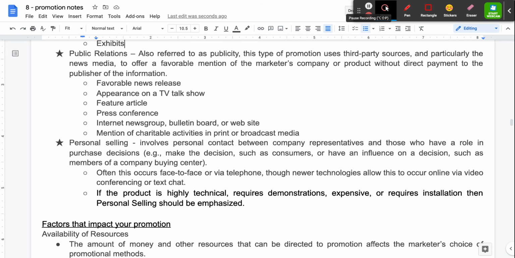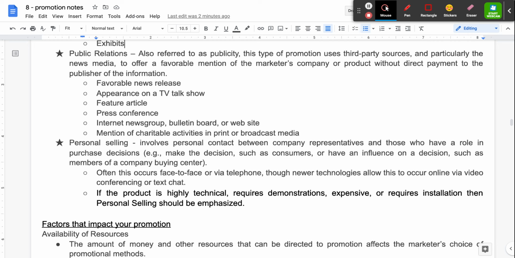So when we talk about public relations, we're looking for a favorable news release, appearance on a TV talk show, a feature article. These are some examples. A press conference, an internet news group, bulletin board, website. Just some essence of getting us out there. So a mention of charitable activities. That's a good one. Charitable activities and a mention of it in print or broadcast media. So again, we're trying to do something for the public so that they can see who we are and put ourselves out there.